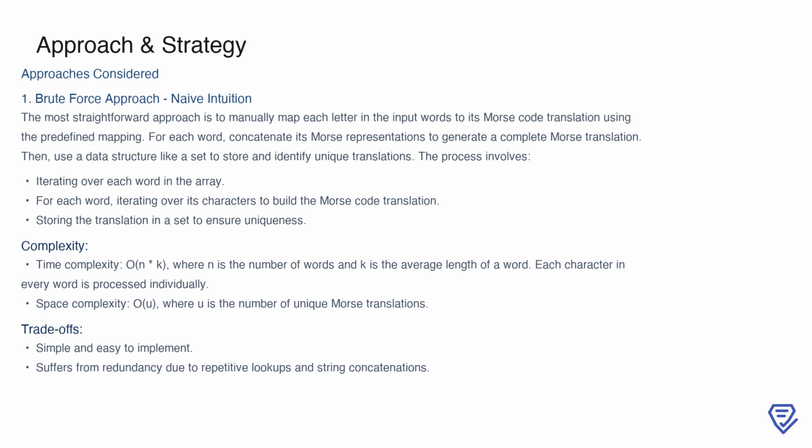While this approach is simple and straightforward to implement, it does come with some inefficiencies. The repetitive lookups required for each character and the frequent concatenation of strings add overhead to the process. In terms of complexity, this method operates with a time complexity of O(n * k), where n is the number of input words and k is the average length of each word. The space complexity is O(U), where U represents the number of unique Morse translations. While easy to understand, this approach suffers from redundancy in operations, which we aim to address with a more optimized solution.